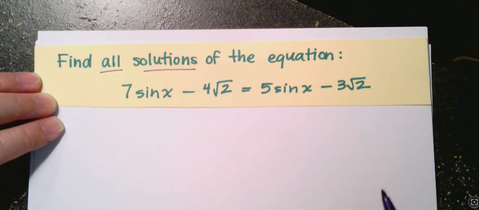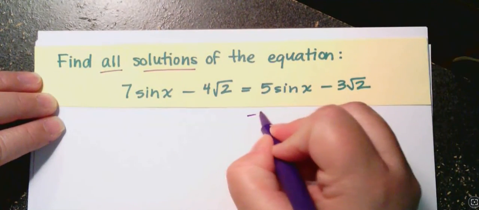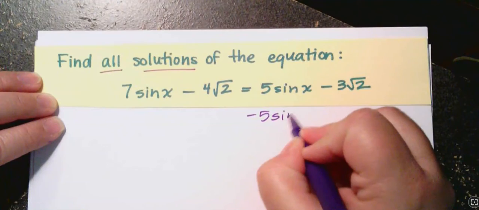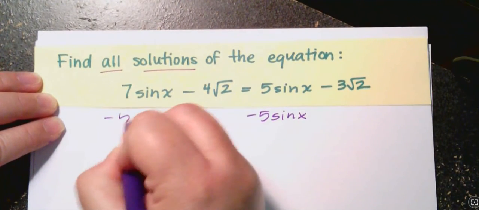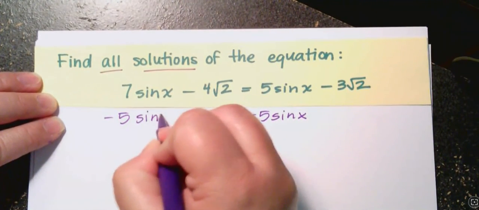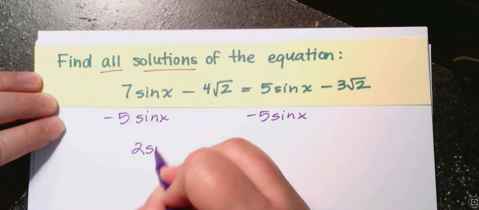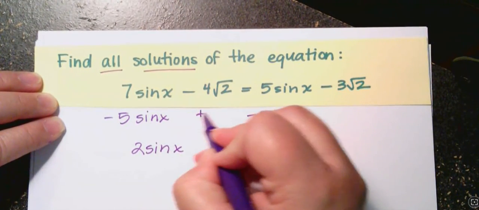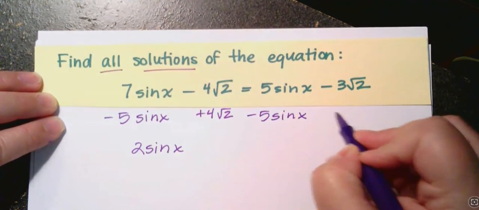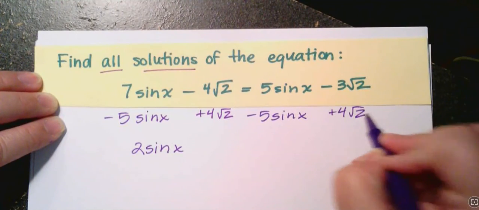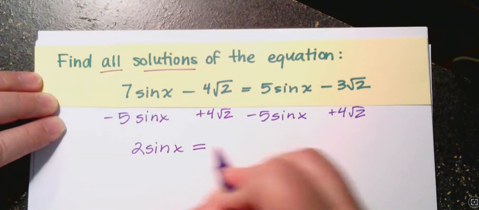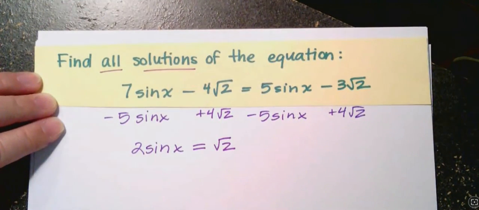But I'm going to go ahead and combine my sine expressions on the left-hand side of the equal sign, as so. And that gives me 2 sine of x on the left. And then I'm going to combine my numbers on the right. Negative 3 root 2 plus 4 root 2 is positive 1 root 2. And that's where I am.